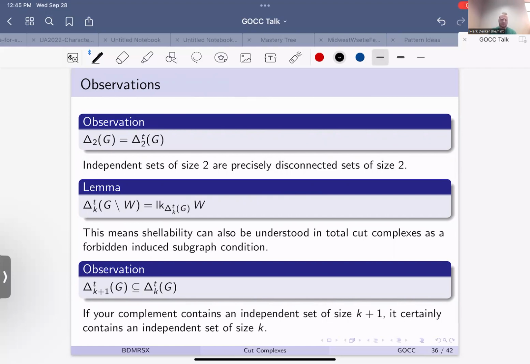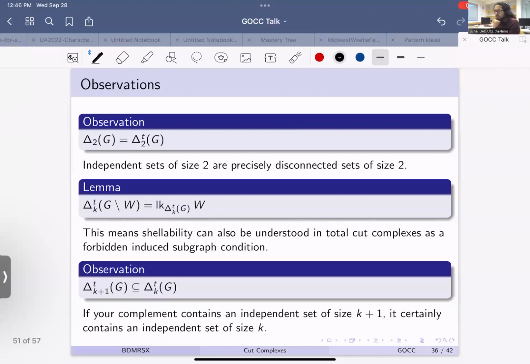And one other thing that's also true of cut complexes, but becomes more relevant with total cut complexes, is that these things are nested in each other. If you are a face and your complement contains an independent set of size 3, it also contains an independent set of size 2. And so you can nest these complexes inside of each other. And that is useful because it turns out we are going to want to use quotient topologies for these things.